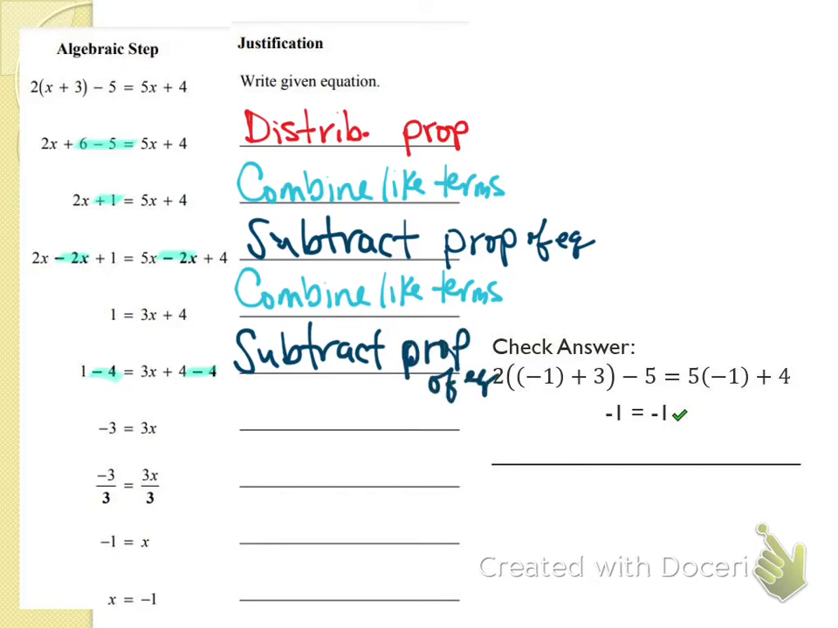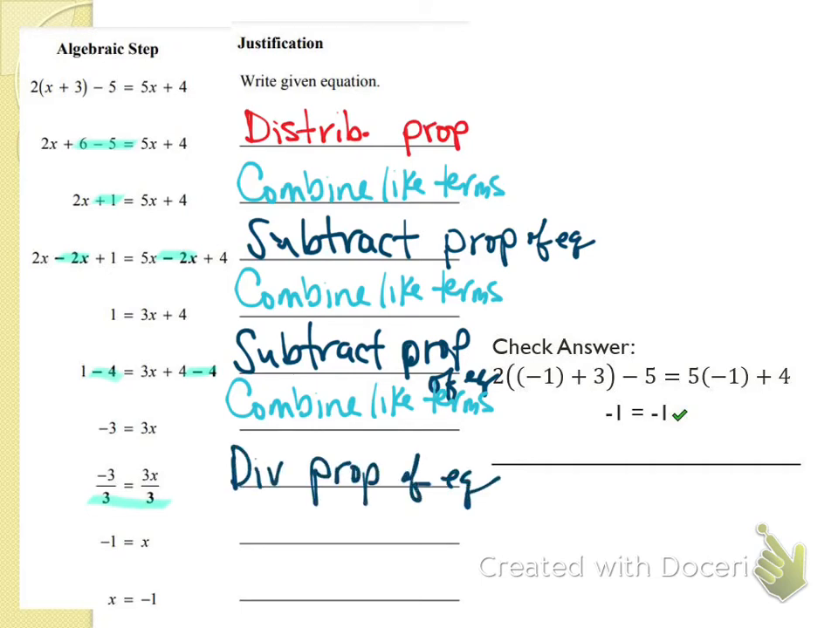All right, and then the next step, they combine like terms again to go from 1 minus 3 to negative 3. My next step, division property. You can write div prop of EQ. And then they came to their answer, but then they flipped their answer. So what is that? Symmetry property, or symmetric, however you want to put it. It is not of equality, it's just symmetry property.